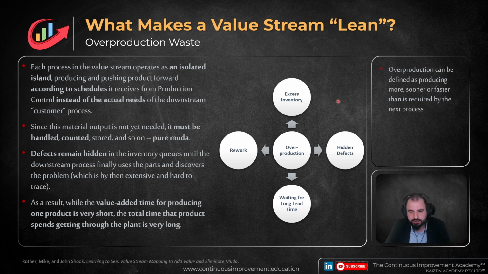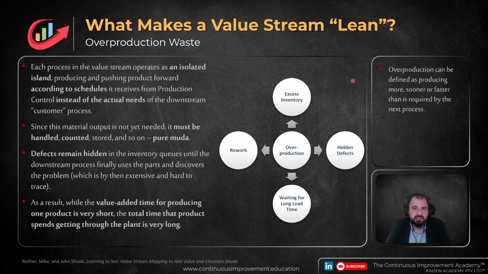So if we talk about a leaner operation, it's fundamental for us to talk about the most significant source of waste, which is overproduction. Overproduction is not just about making too much, but about producing more, sooner, or faster than is required by the next customer process. As you can see here in the slide, it directly causes excess inventory, hidden defects, long waiting time, and rework. And what does that mean?